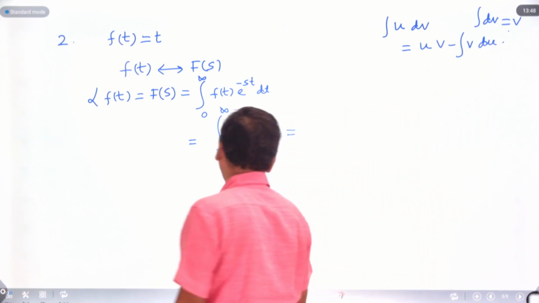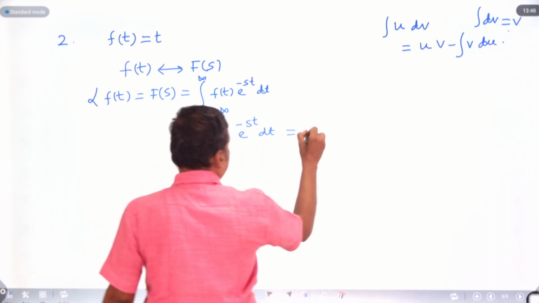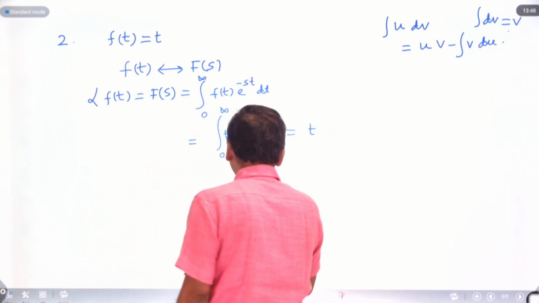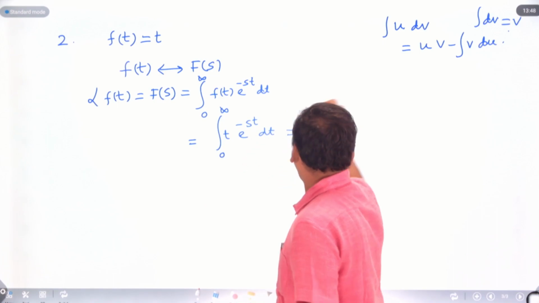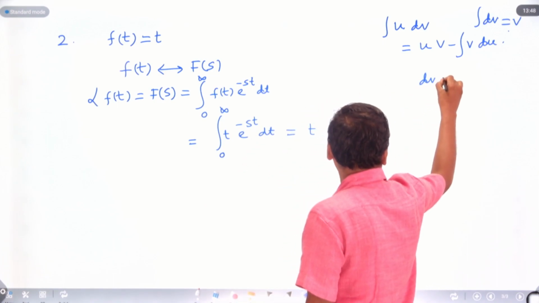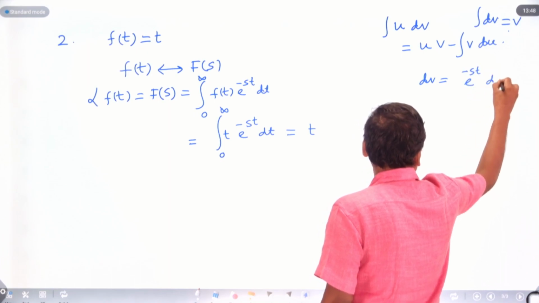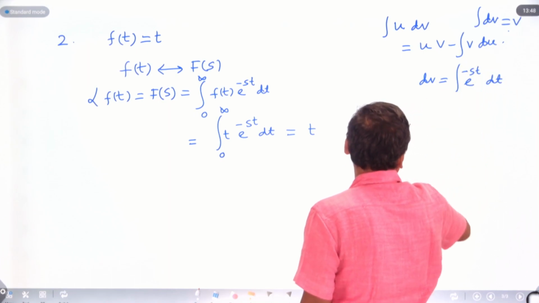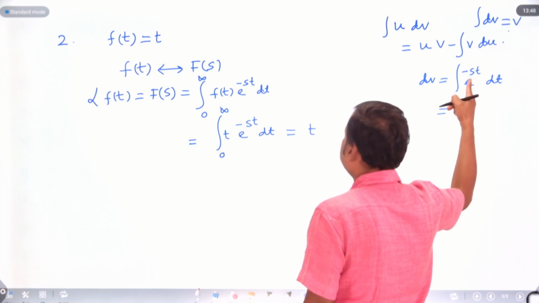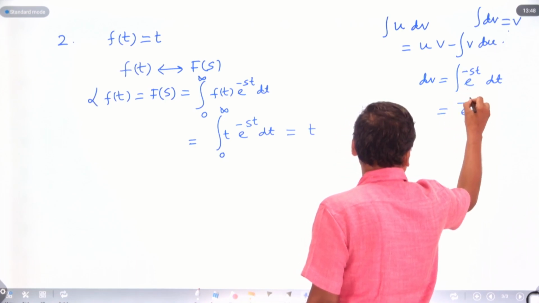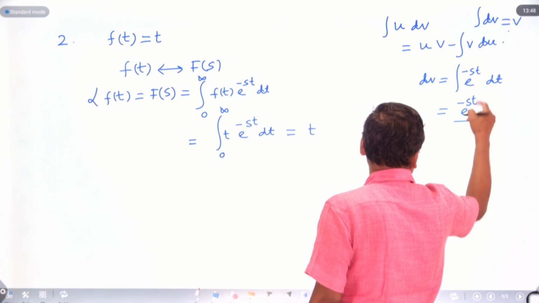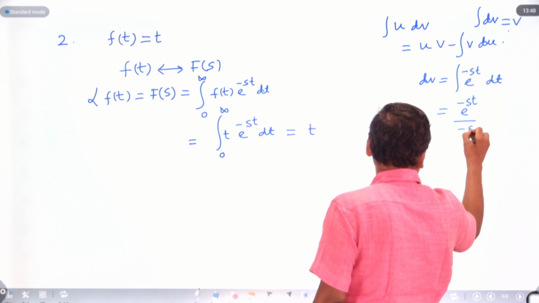Similarly here, what happened? U is your t. Then where is your dv? Here dv is nothing but e to the power minus st dt. So integration of e to the power minus st dt: the integration of e to the power any function with respect to t is nothing but divided by minus s.